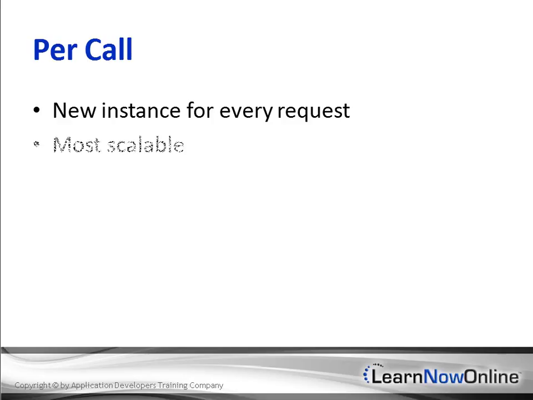Another way to manage the lifetime of a WCF service is per call. With per call, every single request creates a new instance. Even if you have the same client that calls that service, every call from that client on that same proxy will always create a new instance. Per call is the most scalable because every request is being serviced by a new object. Per call is also the default instancing mode.